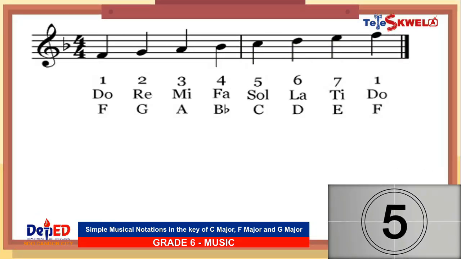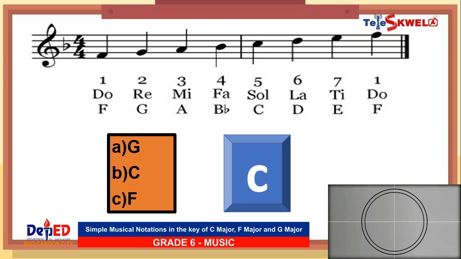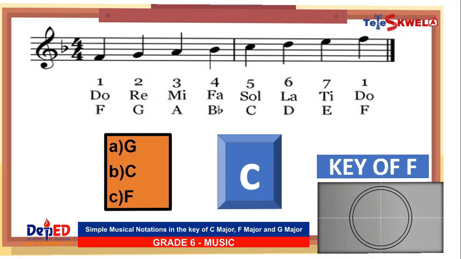What key signature is that? Again, the choices are letter A, key of G, letter B, key of C, and letter C, key of F. Timer starts now. And the answer is letter C. That is key of F. Now let's move on to number 3.